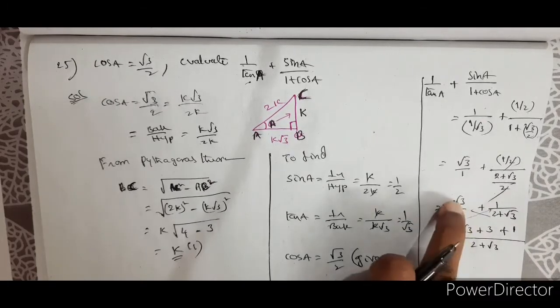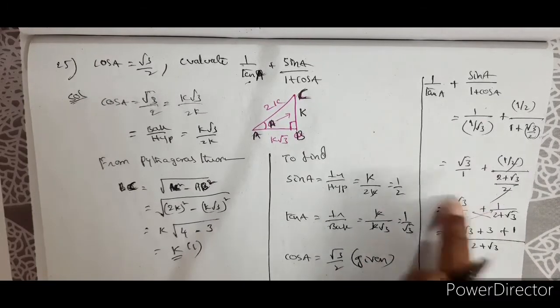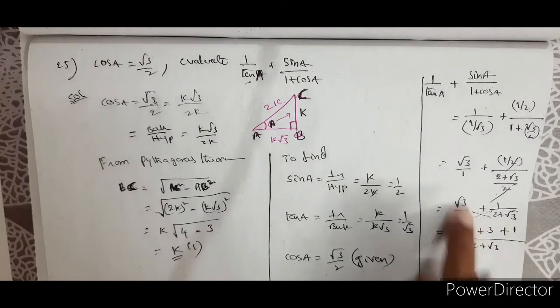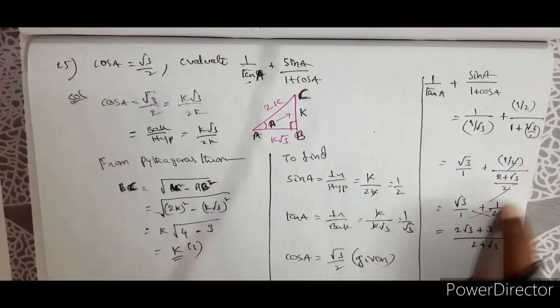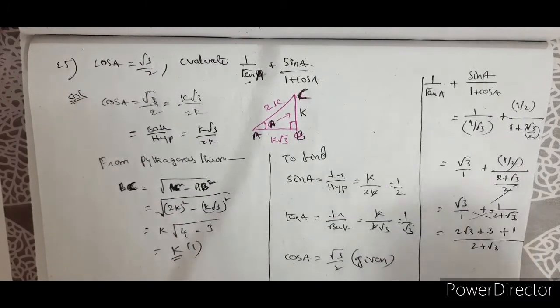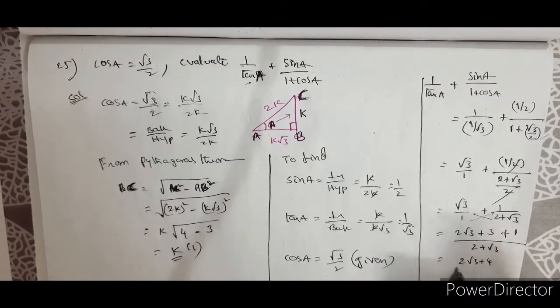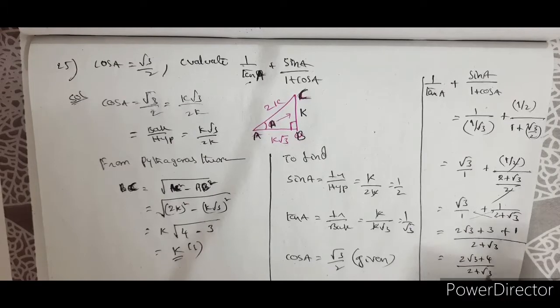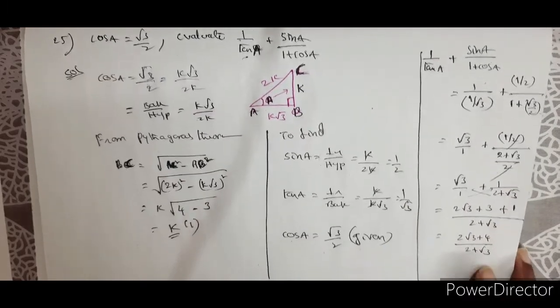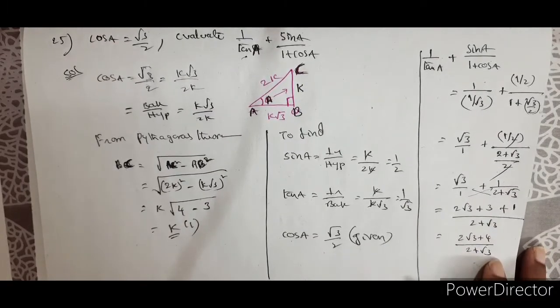2 plus root 3 multiplied with root 3. So 2 into root 3, 2 root 3. Root 3 into root 3 plus 3. Now here 1 into 1, 1. Okay, so therefore now 2 root 3 plus 4 by 2 plus root 3.